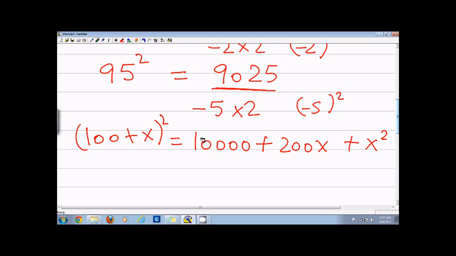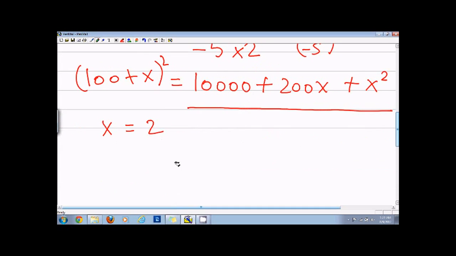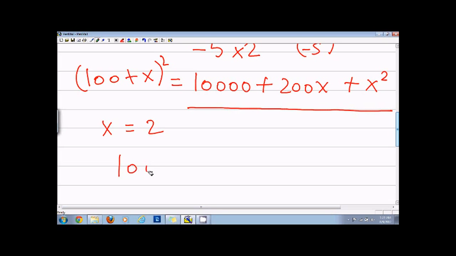In this case, whatever I have as x, I multiply that by 2 and then add it to the hundreds place. And similarly, I square x and then add it to the ones place. So if x is equal to 2, then I'll say 10000 plus 400 plus 4, that is equal to 10404. So if you look carefully, this is the same as the trick.